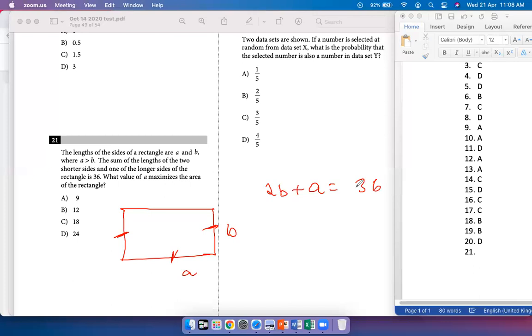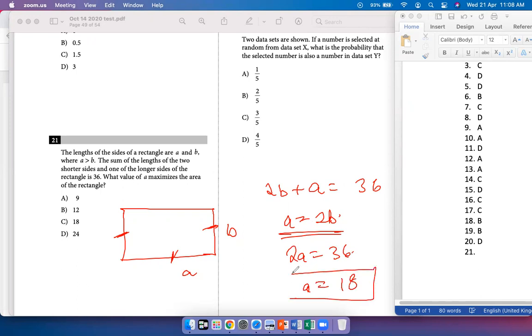Right. So then A should be 2B, right? Because if the sum of two numbers is constant, then the product will be the greatest. But we need the product of A and B though. Let's see. If I take A as 2B, then 2A is 36, so A is 18 and B is 9. Is that the best I can do? Or is there something else?